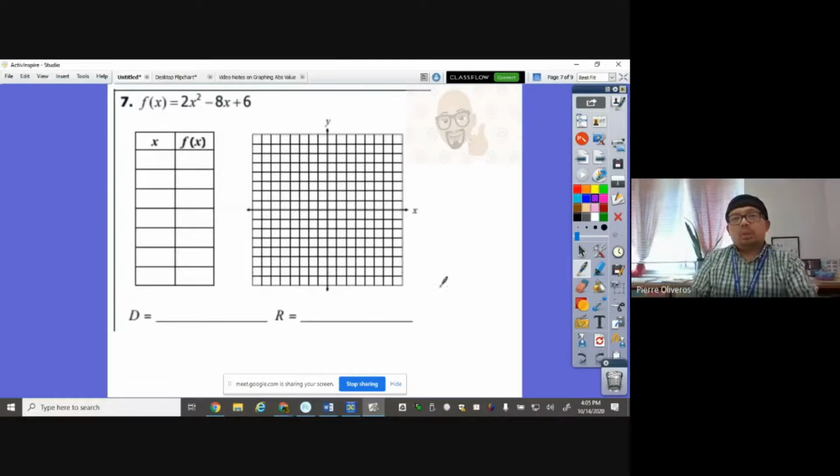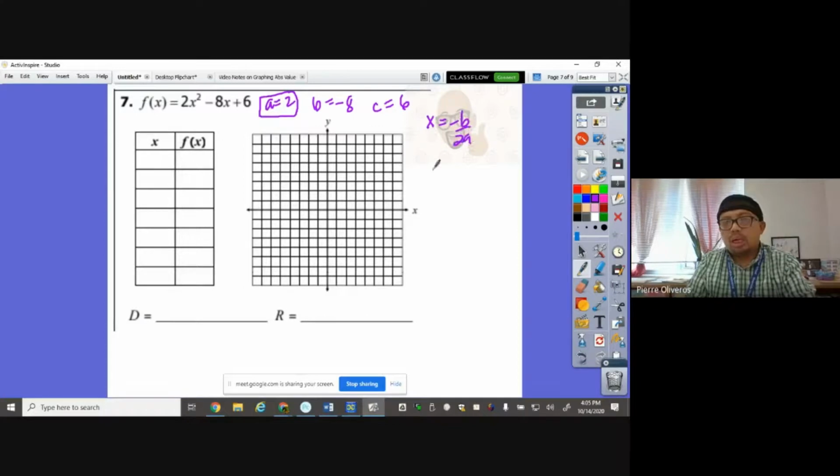F of x equal to 2x squared minus 8x plus 6. Again, the value of a here is 2. The value of b is negative 8. C is 6. Since a is positive, we know it opens upward. The formula to get the vertex x equal to negative b over 2a, x equal to negative 8 over 2 times 2, which will give us 8 over 4, which is going to be 2. So the axis of symmetry here is x equal to 2.